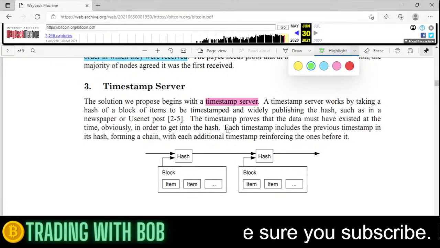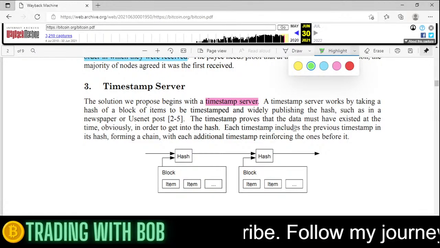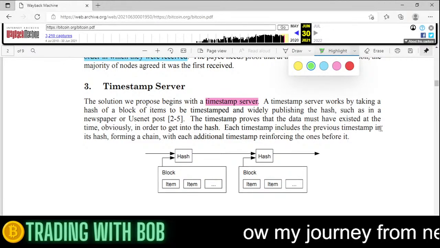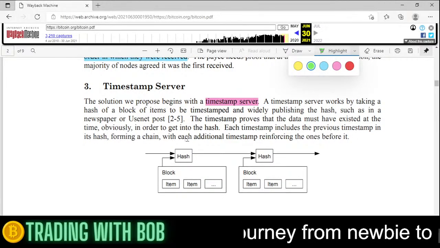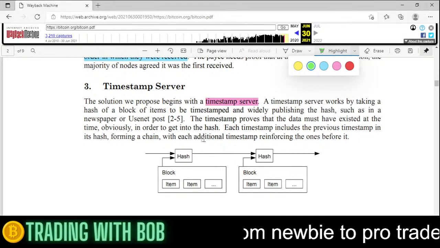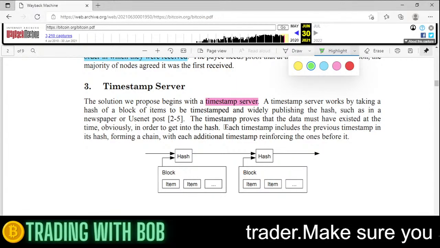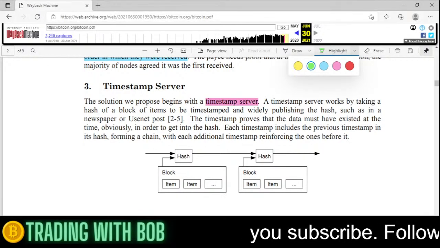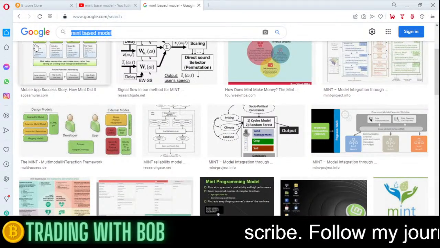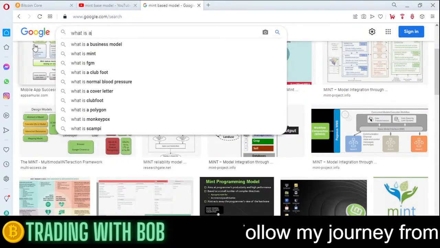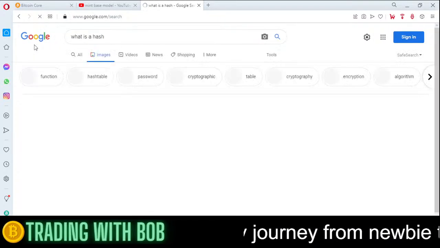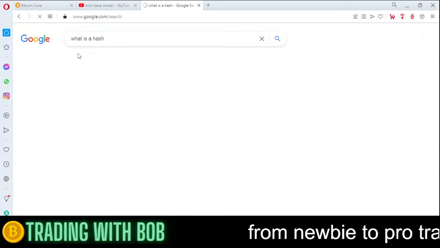What is a hash? Each timestamp includes the previous timestamp in its hash, forming a chain, and each additional timestamp reinforces the ones before it. So a timestamp server is about the timing, innit? Wait, what is a timestamp server? Let's check that. What is a hash? Let's see what a hash is.